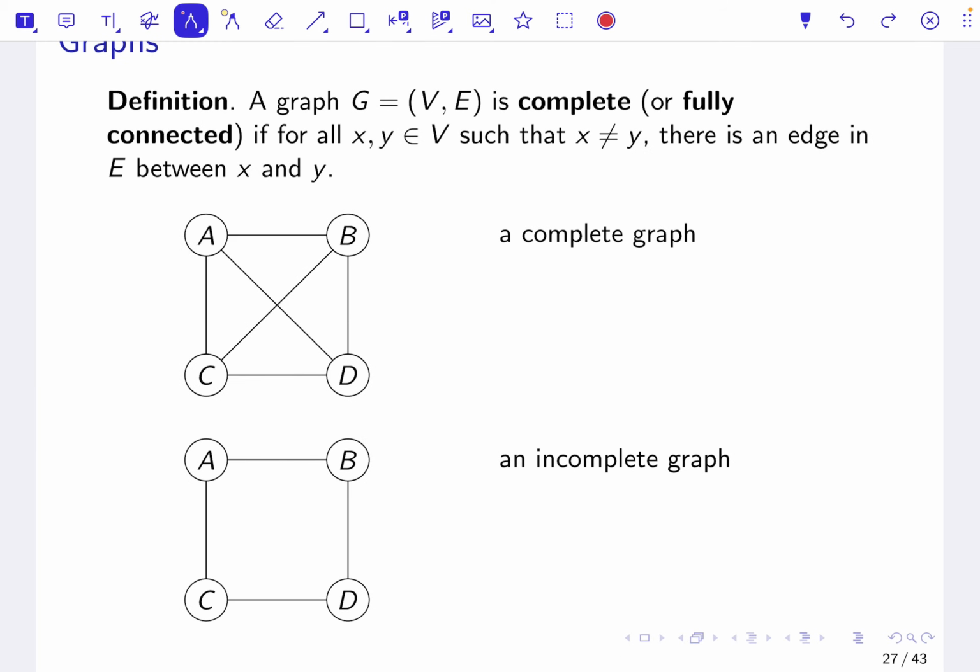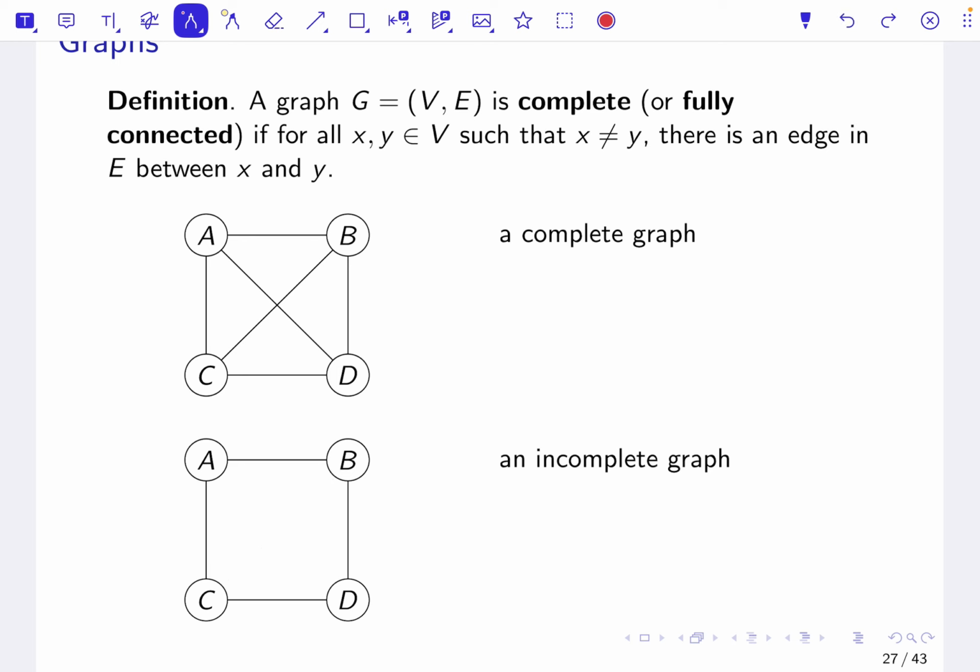A graph is complete or fully connected if for all unique pairs of vertices, there's an edge in E between x and y. The first graph here is complete. The second is incomplete. So on the first one, you could get any pair of vertices and just have a simple straight line between them. But in the second one, B and C are disconnected, and A and D are disconnected.